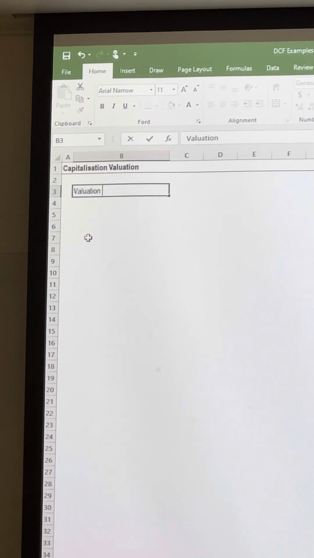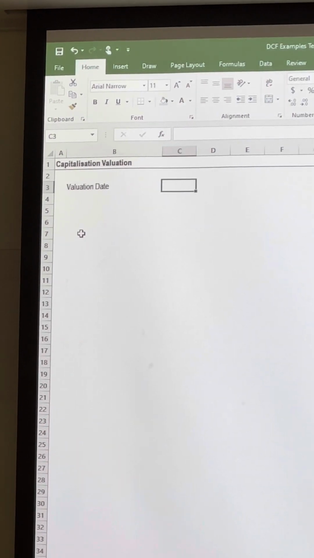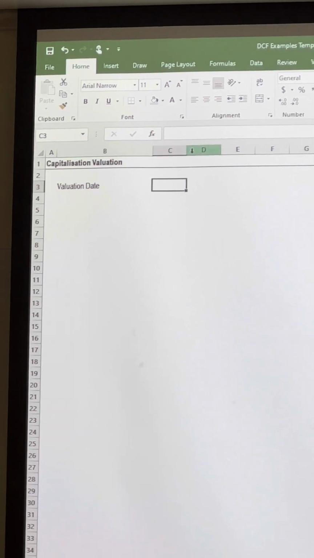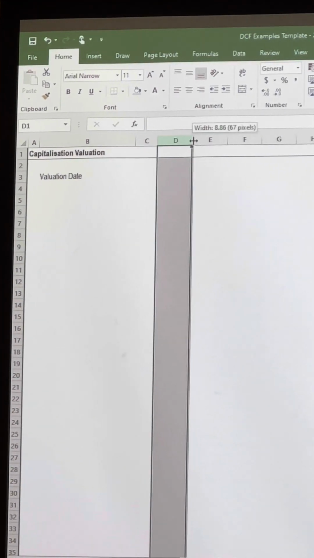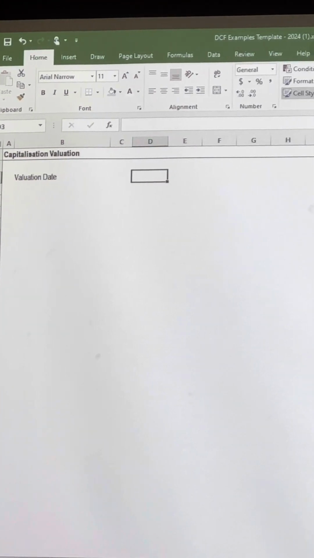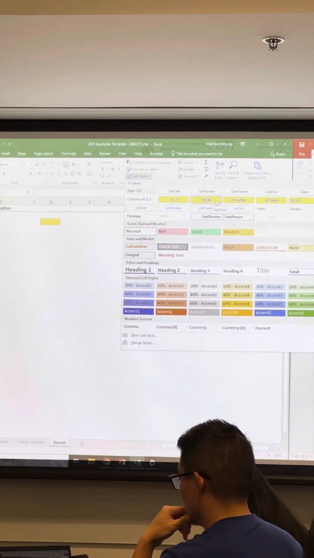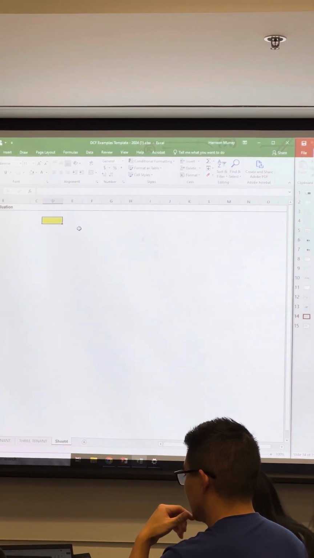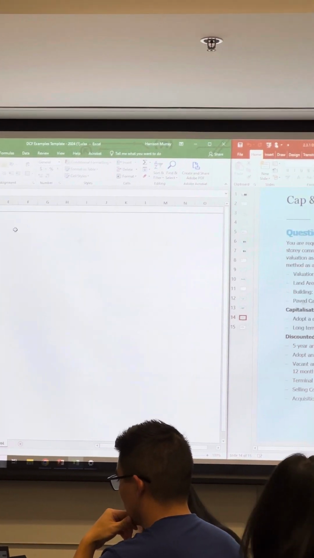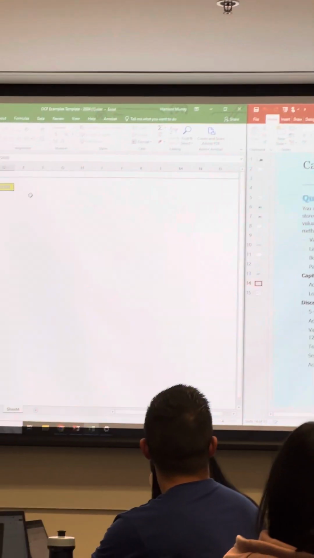So let's start with valuation date, so we know what we're dealing with. And so we've got our cell styles. There's an input for the date, input date. And what's our valuation date? 1st of March 2020.